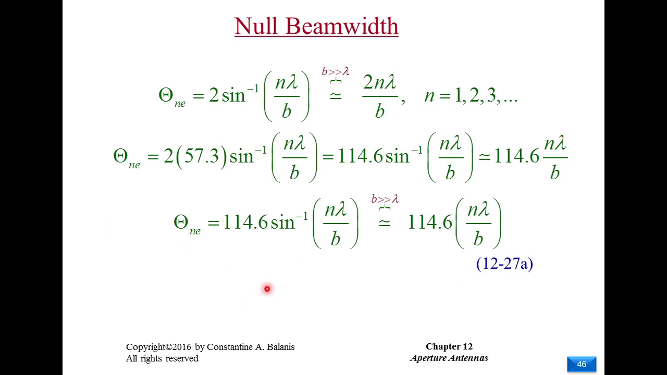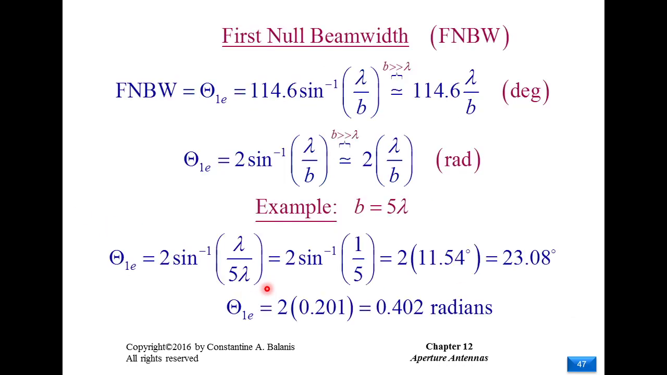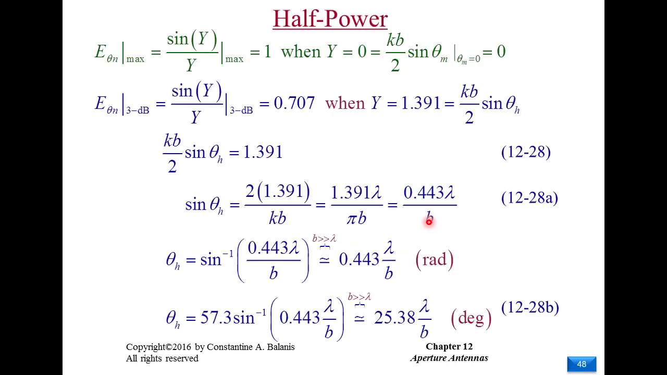You can just follow the math. And so this is first null beam width, or beam width between nulls, and this is a numerical example. If the width of the aperture is 5 lambda, we have another definition for the beam width, half power beam width, which is when the power is 3 dB below maximum, and we can just do the math.